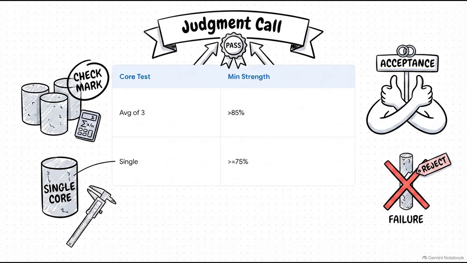First, the average of 3 cores has to exceed 85% of the specified strength. Second, no individual core can fall below 75%. You have to verify both. One without the other is a flat-out failure.